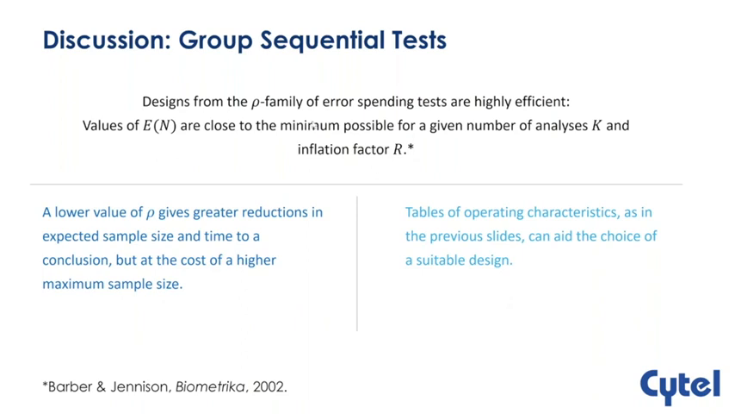There is another family, the gamma family. It's a little bit more complicated to describe, and that's also efficient in a fairly similar way. So working within those families will give you good designs. And then, as you've seen, tables which show the properties of the design as you vary the number of analyses or the maximum sample size can help you choose the design that you want to use.